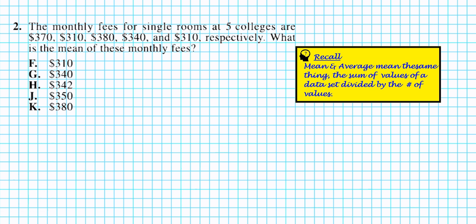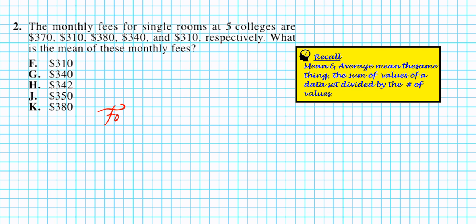All right, let's take a look at number 2. It reads, the monthly fees for single rooms at 5 colleges are $370, $310, $380, $340, and $310 respectively. What is the mean of these monthly fees? So mean and average are basically the same thing. Before we compute it, let's write down what the formula is.